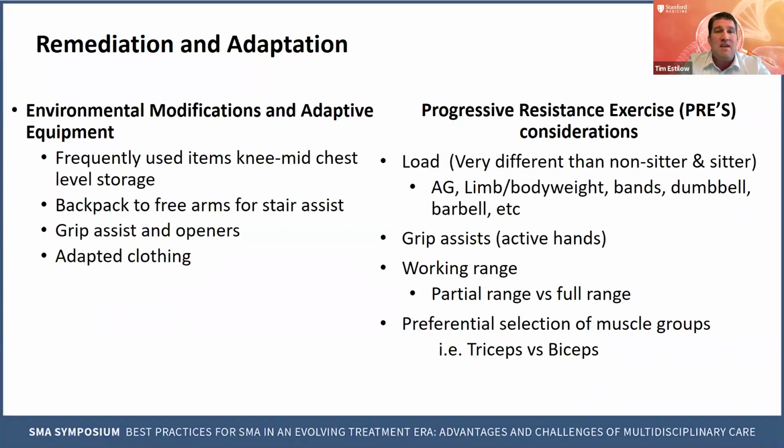So how do we remediate and adapt for this group? The first thing is environmental modifications and adaptive equipment. If you think about where you place items, since the weakness in the upper and lower extremities is predominantly proximal, what's going to be hard? It's going to be reaching up and away from the body, and squatting down to get low items. So take those frequently used items in the kitchen, around the house, and move them between knee and mid-chest levels so you're not reaching too high or squatting too low. You can lower the clothing rack in the closet so the kids are able to put the clothes up and down.